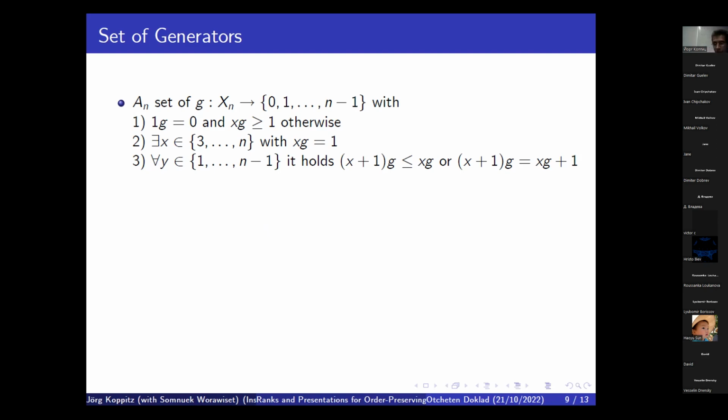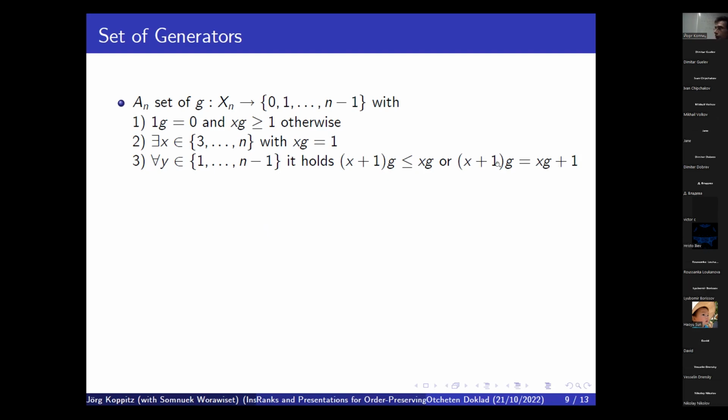And then we have additionally that the image of x plus 1 is smaller or equal to the image of x plus 1. That means the right neighbor of x has an image which is at most 1 greater than the image of x itself.